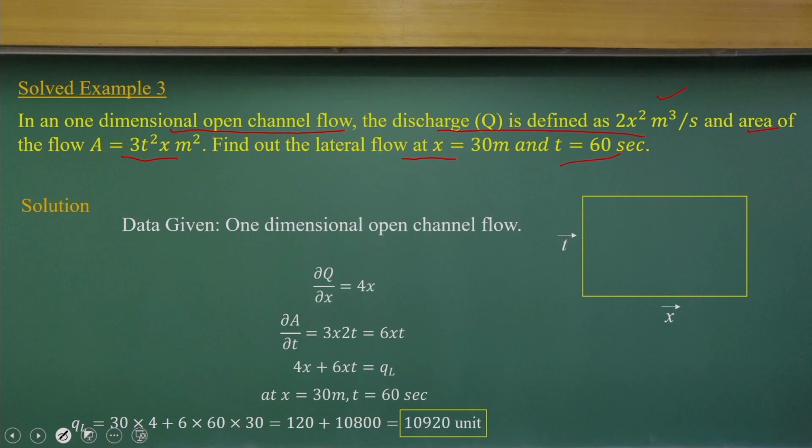Basically you want to find del Q by del x and del A by del t, and then substitute to find QL. You take the partial derivatives, put in x equal to 30 meters and t equal to 60 seconds, and you will get this QL. These are quite interesting problems where Q is given as a function of x, and area is a function of x and t, and we want to find the lateral flow at x equal to 30 meters and t equal to 60 seconds if it follows the mass conservation principle. So it is basically just applying the mass conservation equation.